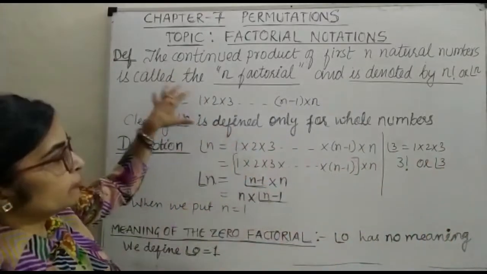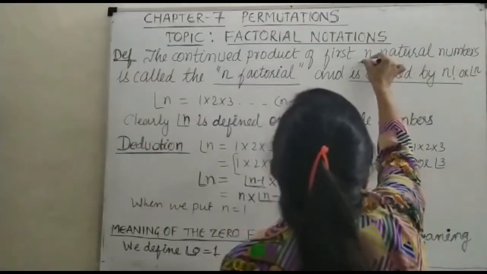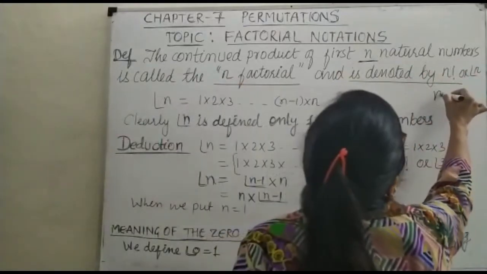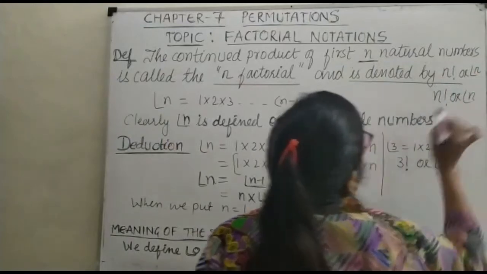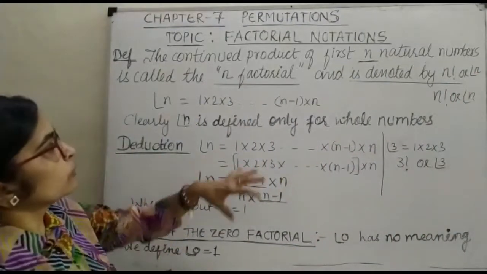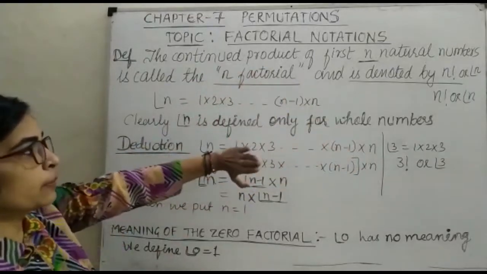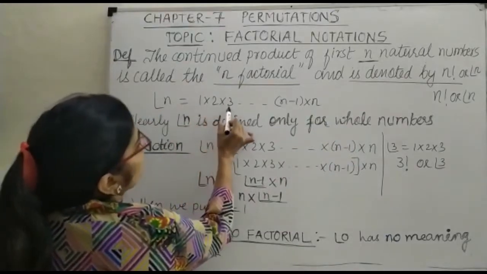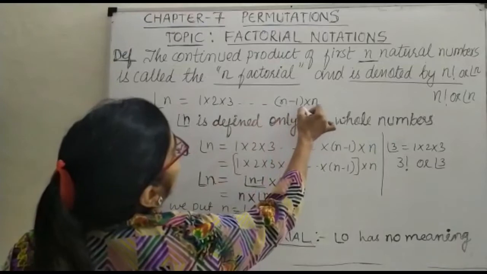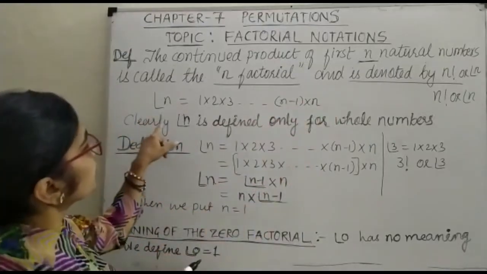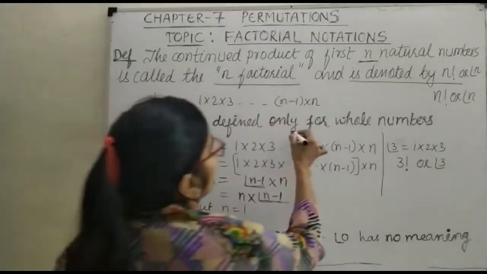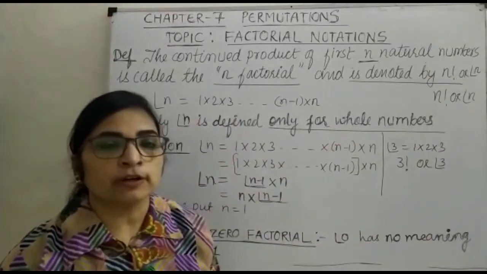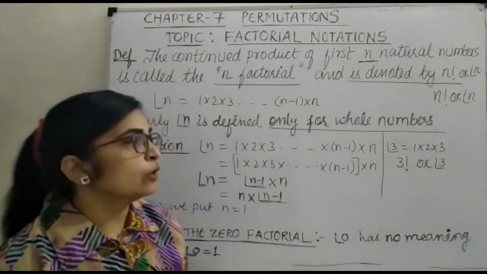In the same way, if instead of 3 we are having n natural numbers, then it is n factorial, and the notation is n factorial or factorial n, right? So this is the definition of n factorial. Now factorial n is equal to 1 into 2 into 3 till n minus 1 into n. Clearly n factorial is defined only for positive integers, or in other words we can say it is only defined for whole numbers.